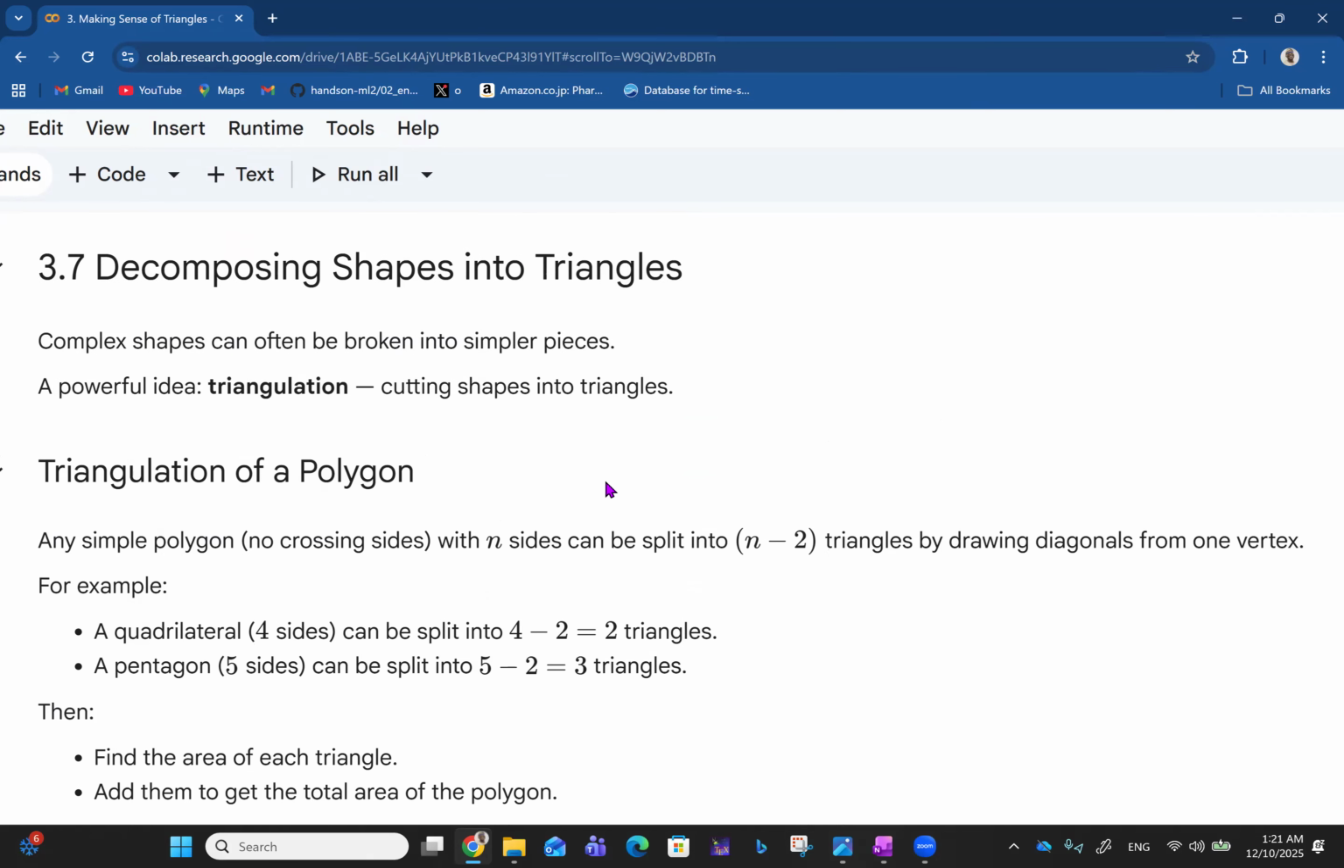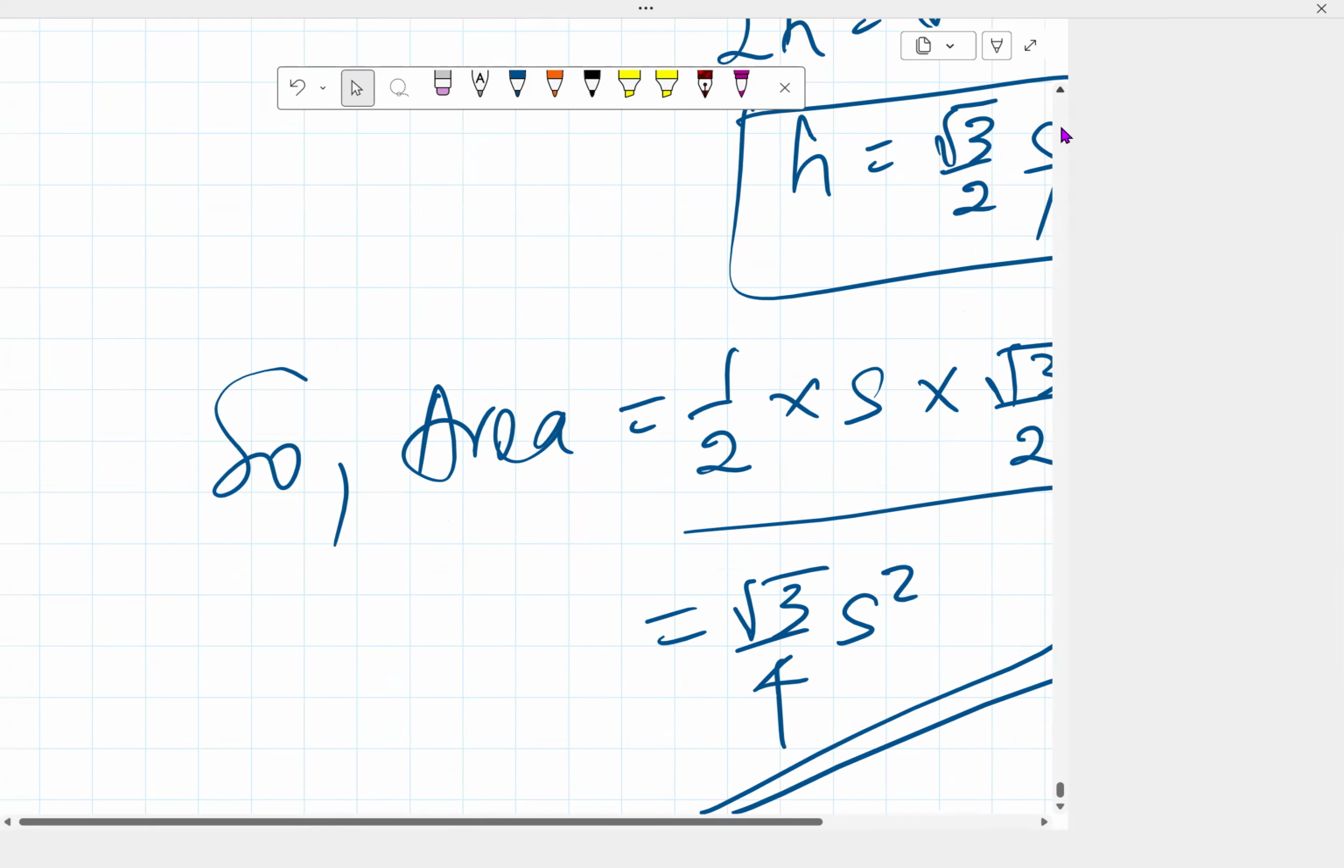For instance, you can triangulate a polygon. Any simple polygon, with no crossing sides, with n sides, can be split into n minus 2 triangles by drawing diagonals from one vertex. For example, a quadrilateral that has 4 sides can be split into 4 minus 2 triangles. Just like what we saw about a square or a rectangle, you can use a diagonal line to divide it into two triangles. A pentagon, with 5 sides, can be split into 5 minus 2 triangles. Then find the area of each triangle and add them to get the total area of the polygon. So if you want to find the area of a polygon, that's one nice way to go. And we know the smallest polygon is a triangle, and we can divide that further.